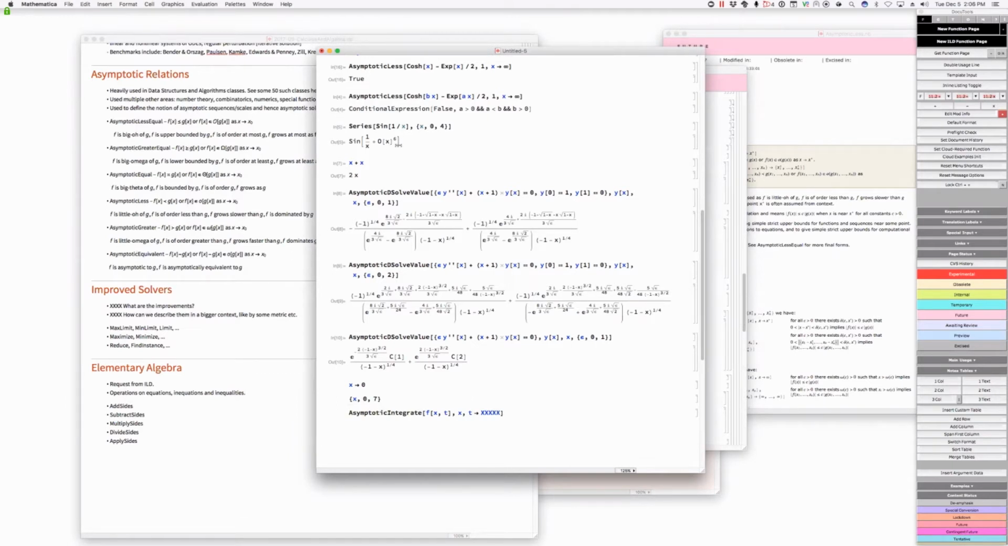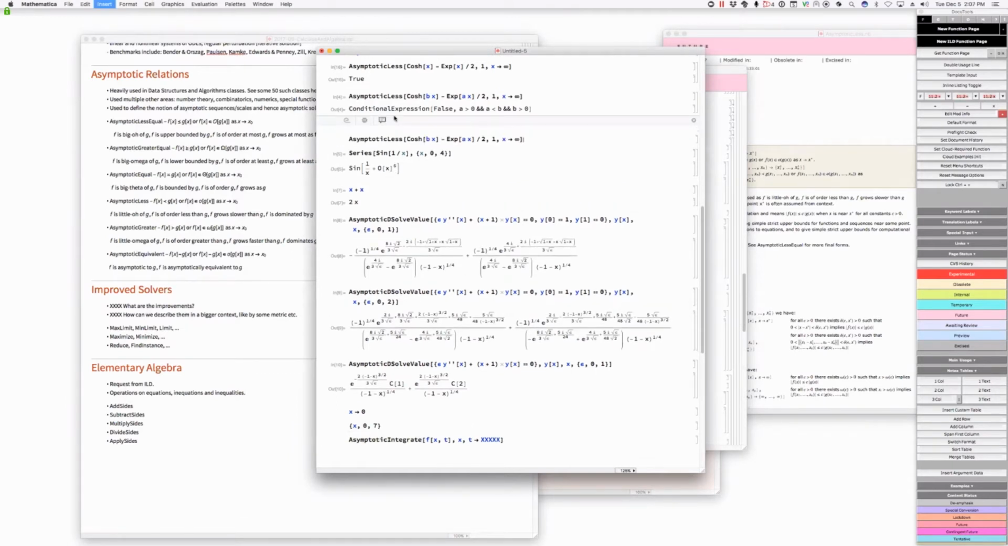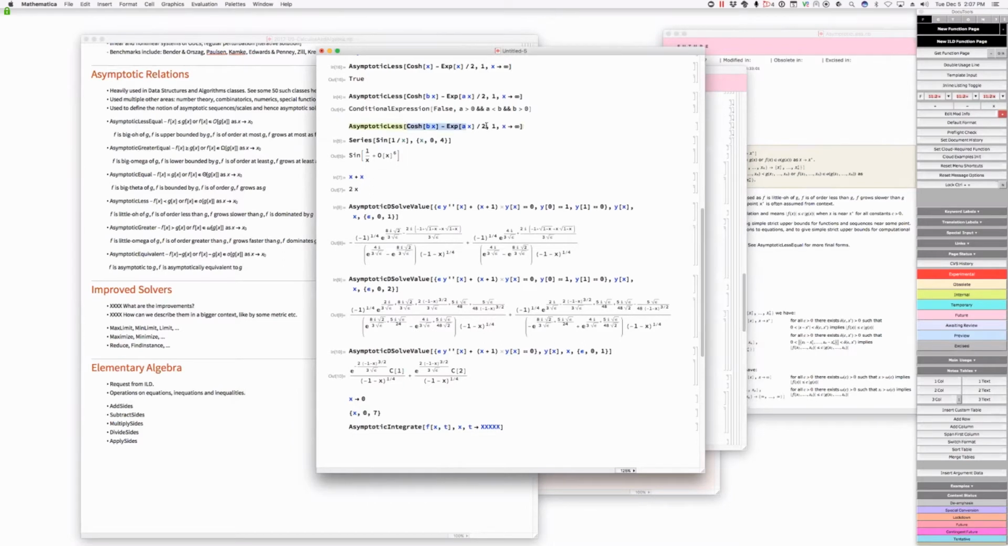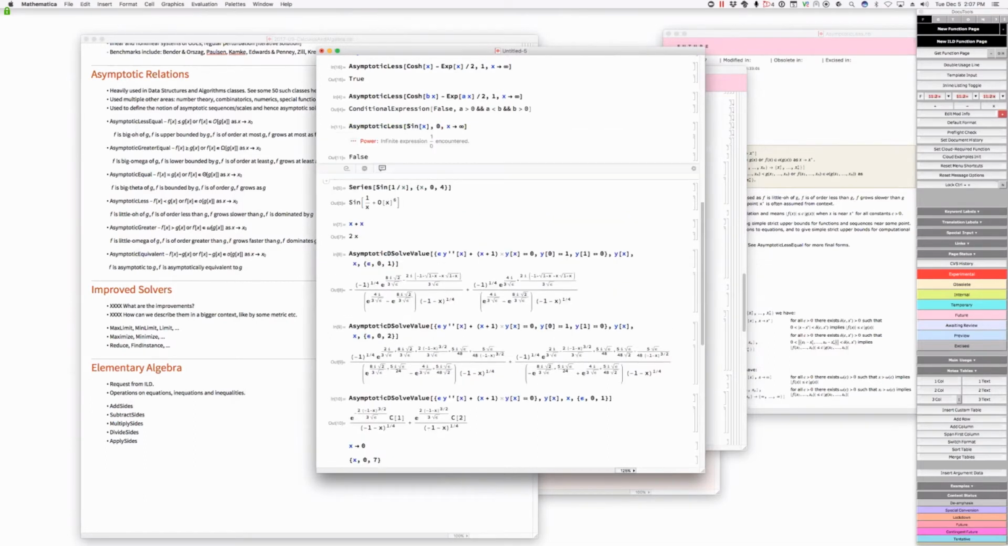What happens if I say asymptotic less? If I do a very trivial thing, if I say asymptotic less, sine x, 0, what does that mean? It means not always less. Yeah, it means that in the limit.